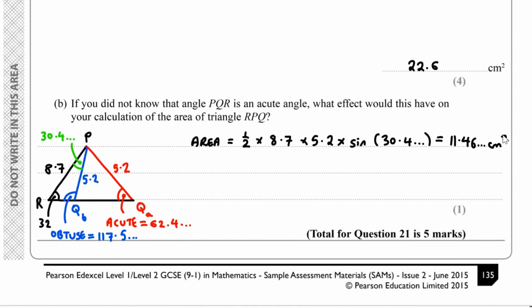Centimeters squared. And what you can see from here to here, we can conclude that the area would decrease. Okay? So that's the effect if we did not know that PQR was acute. We've assumed now that it is obtuse.